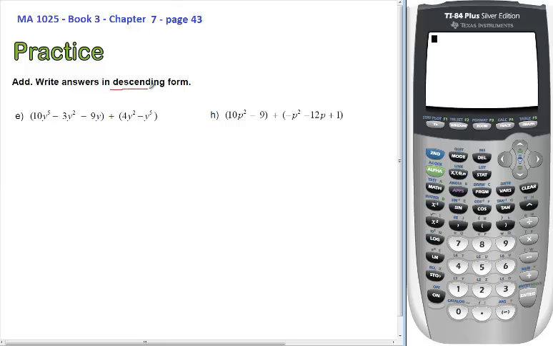Of course, descending order means highest exponent first, then the next highest, right down to the lowest. Now when you're adding polynomials, just take a look in front of the bracket and make sure there's nothing there. If there's nothing in front of each bracket, then of course you can drop those brackets right away. So we don't need those brackets technically to add these polynomials. So I'll rewrite the first one and the second one without any brackets.